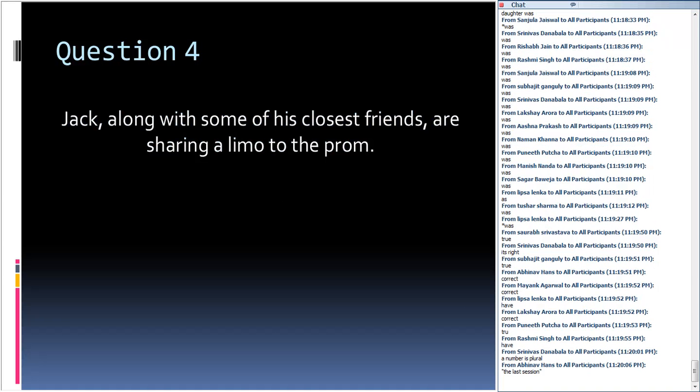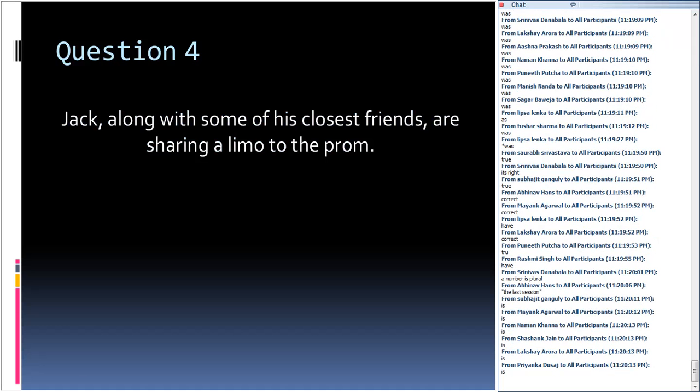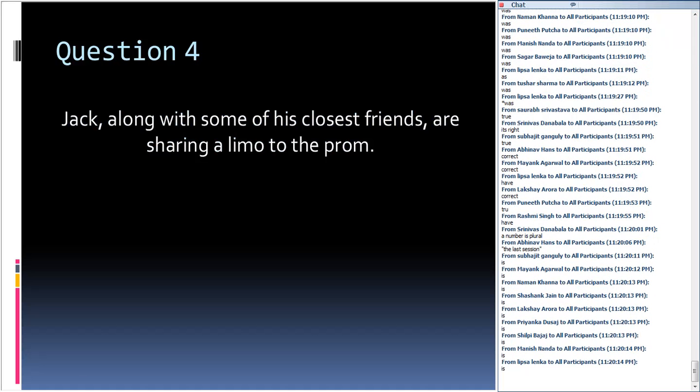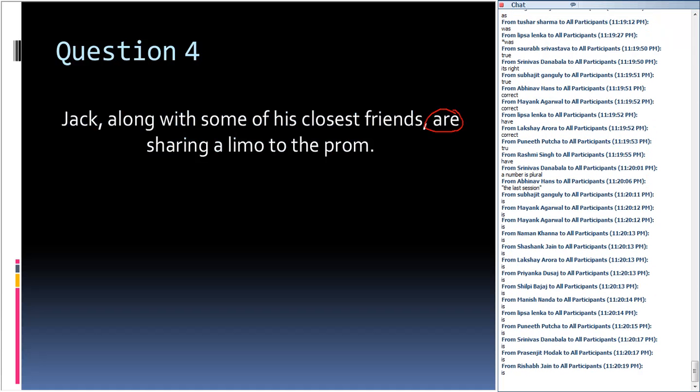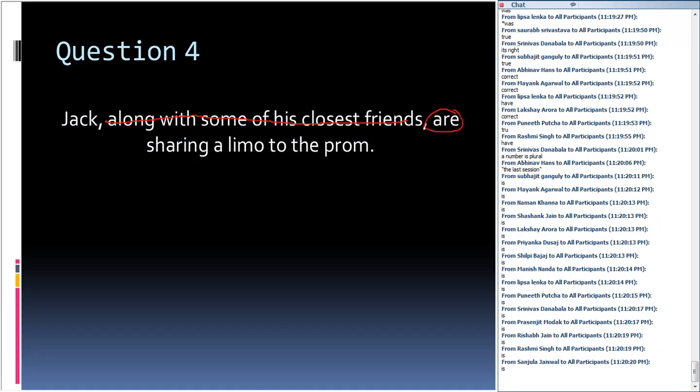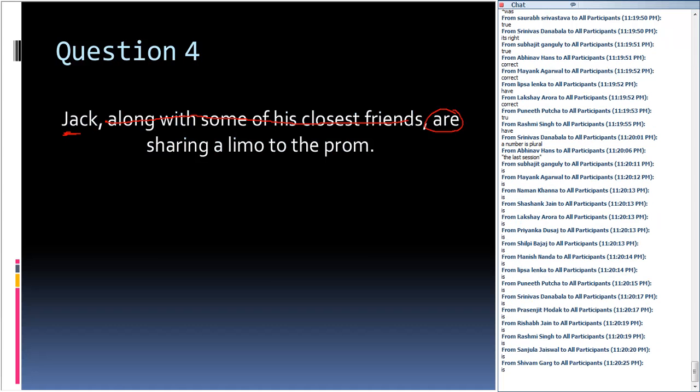Jack, along with some of his closest friends. It cannot be are sharing a limo to the prom, because this is an additive. So you're actually talking about Jack. That is why the answer should be is.